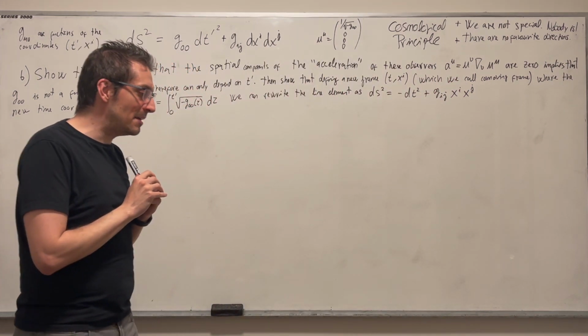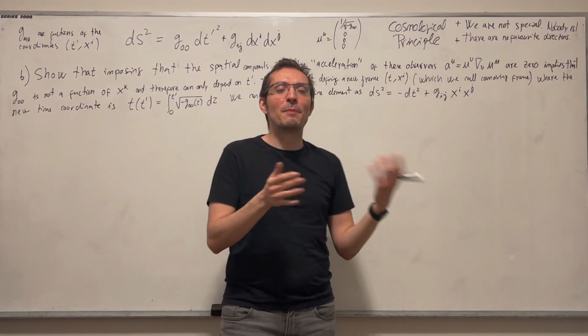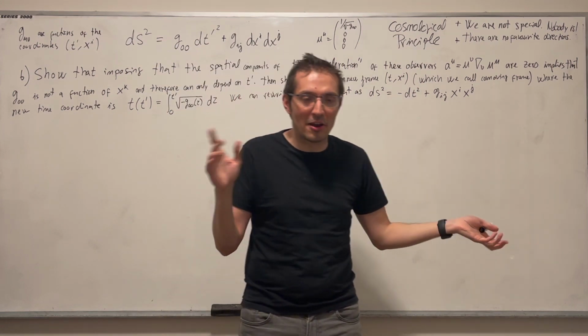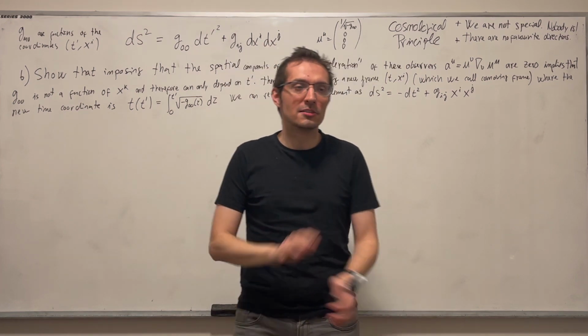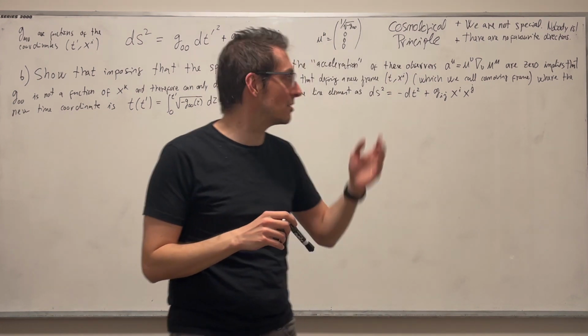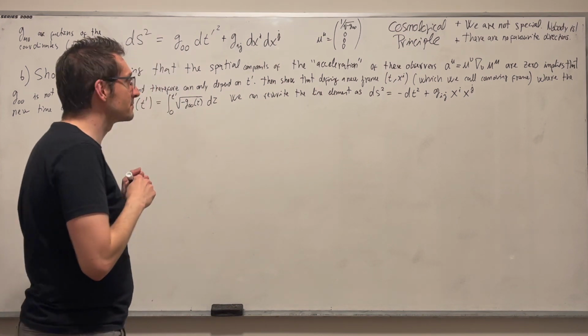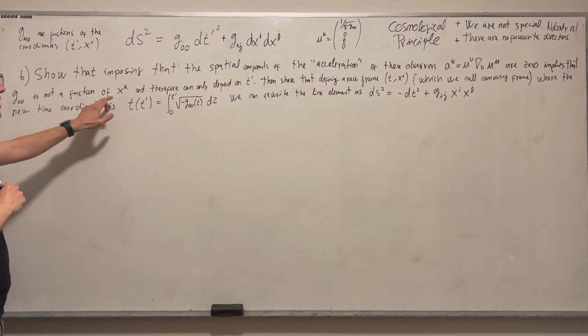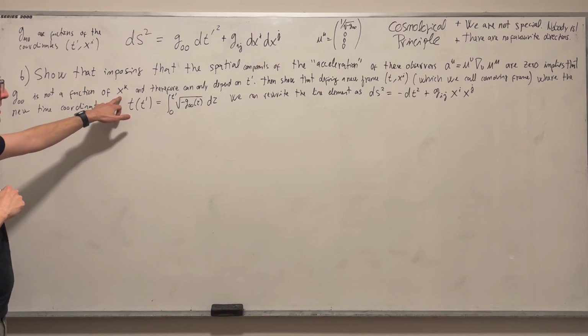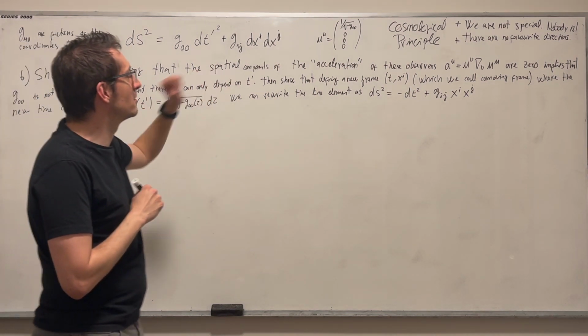So that is telling me that I'm not accelerated in space, because if I am, the acceleration also singles out some direction in space. So I shouldn't have any spatial components of that acceleration vector. All right. So imposing that they're 0 implies that g00 is not going to be a function of the spatial coordinates, and therefore can only depend on t prime.